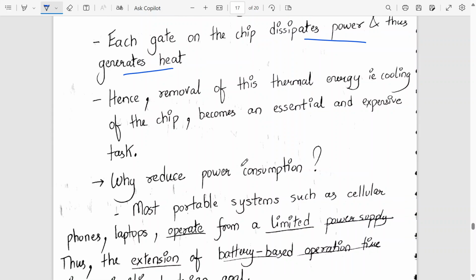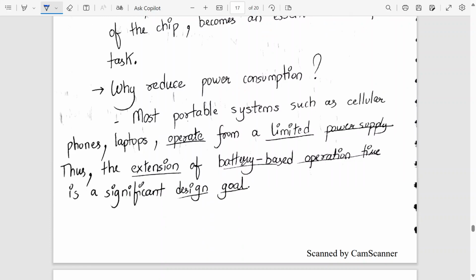Do you remember the old desktops used to come with 3 fans? One in the CPU, one in the motherboard and one in the power unit. Yes or no? Why reduce power? Because most portable devices such as cellular phones and laptops operate from a limited power supply. Yes or no? So the extension of the battery operation time is important. You want your mobile phone battery to work as long as possible.